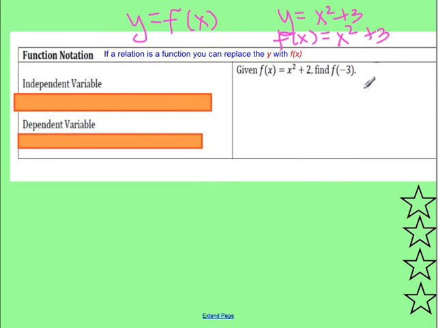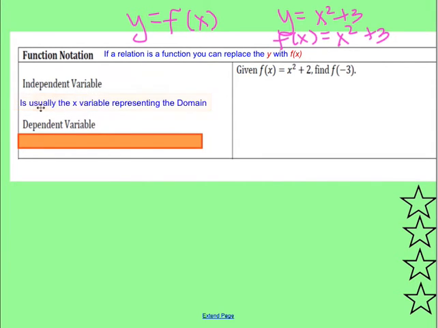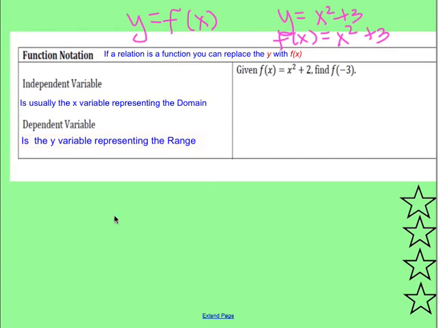Okay. What it is saying is that your independent variable is x. You plug in x and you get out y. Okay, so independent variable is usually the x variable depending on the domain. So I always say it's what you plug in for x, and your dependent is the y variable representing the range. Okay, so just some terminology there.